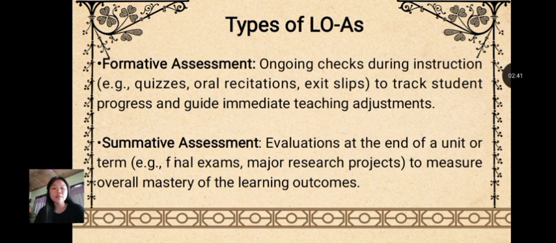Next, let's proceed to types of LOAS. First, formative assessment. Ongoing checks during instruction, for example quizzes, oral recitations, and exit slips, to track students' progress and guide immediate teaching adjustments. So, formative assessment is a quick check during lessons to see if students understand the material, so the teacher can adjust or help the student right away.